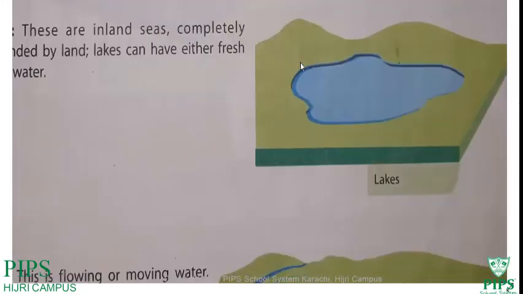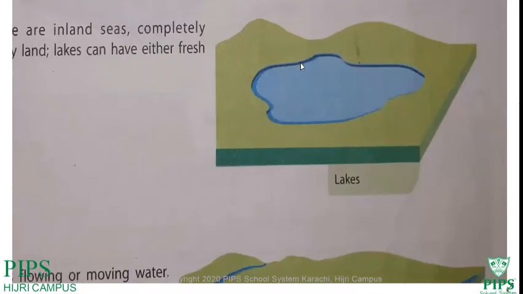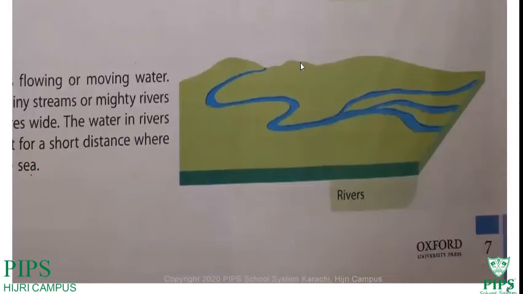Next is lakes. These are inland seas completely surrounded by land. Lakes can have either fresh water or salt water. Moving on towards rivers, this is flowing or moving water. These can be tiny streams or mighty rivers many kilometers wide. The water in rivers is fresh except for a short distance where they enter the sea.